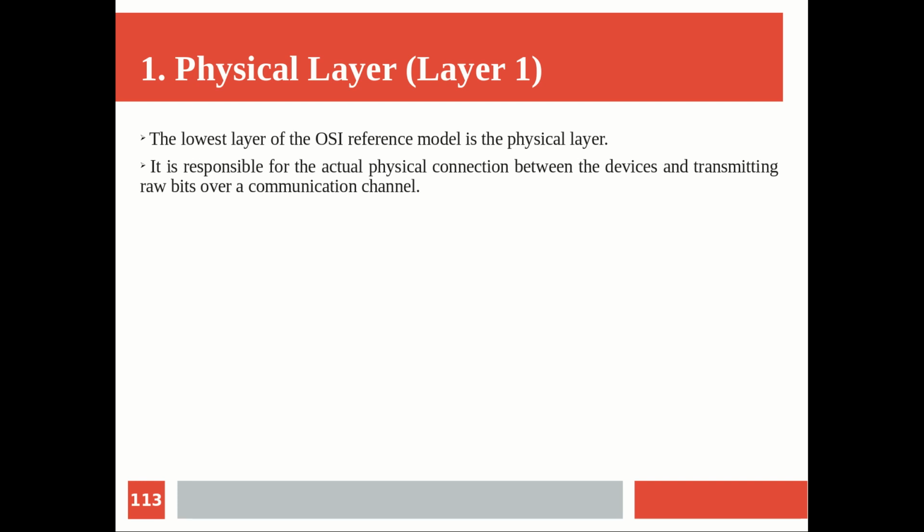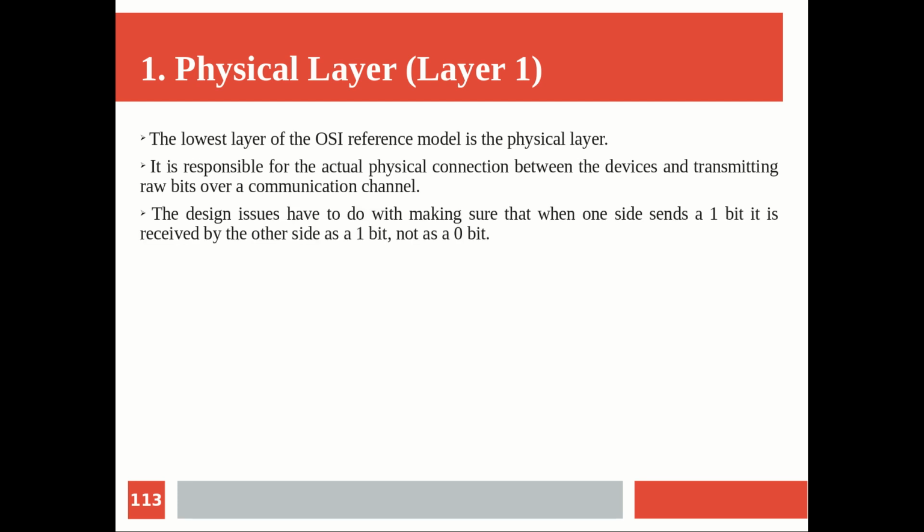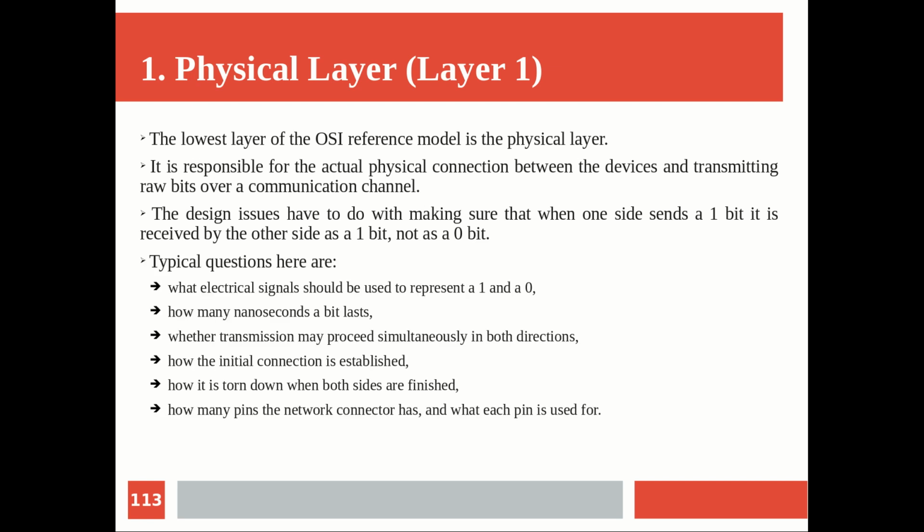The wired or the wireless media is taken care of by the physical layer, and the communication is in the form of raw bits. The design issues have to do with making sure that when one side sends a bit 1, it is received by the other side as bit 1 itself and not as a 0 bit. If 1 is sent by the sender and interpreted by the receiver as 0, then there is no communication at all. What is sent by the sender is misunderstood by the receiver, so that should not happen. If 1 is sent by the sender, it should be received exactly as 1 at the receiver, not as 0. Similarly for 0. So that is a main design issue.